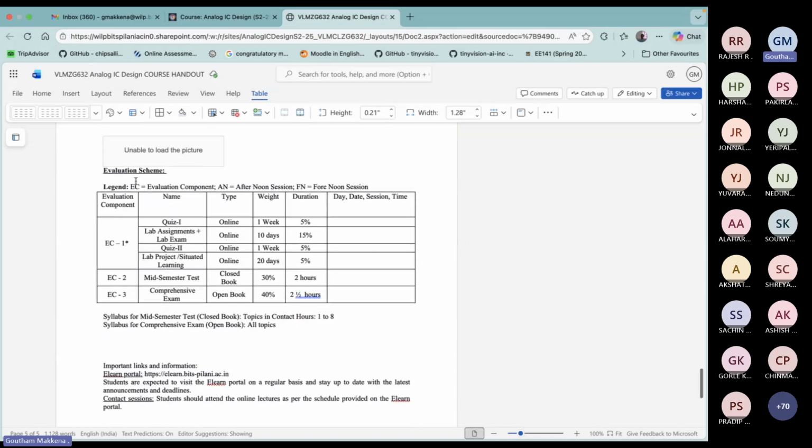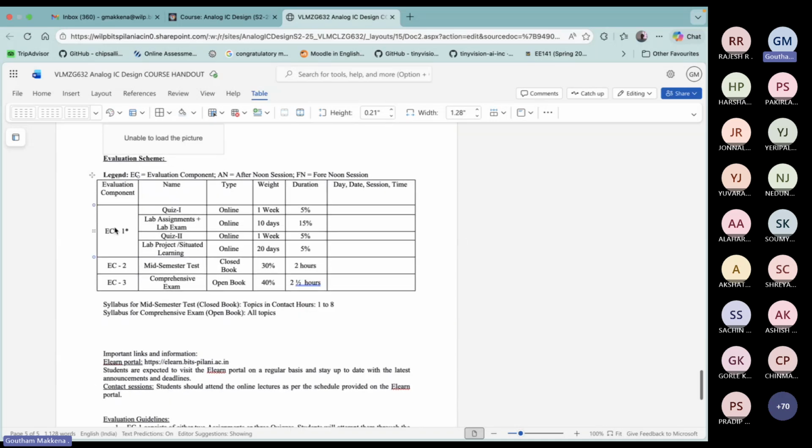Okay, so this is the overall evaluation scheme. It has three components: EC1, evaluation component. EC stands for evaluation component. So EC1, EC2, and EC3. Evaluation component one is like your daily evaluation. But EC2 and EC3 are exams where you go to a center, sit and write the exam. But EC1 you can do from your home. It is completely online.